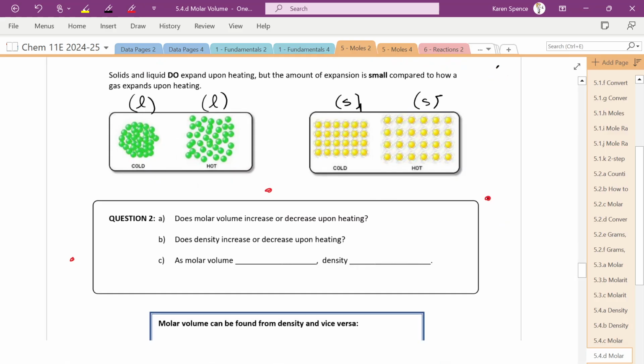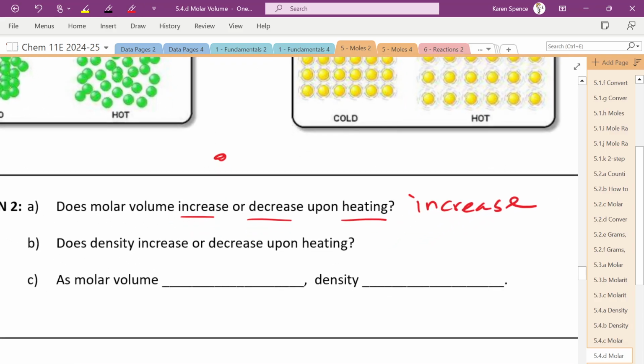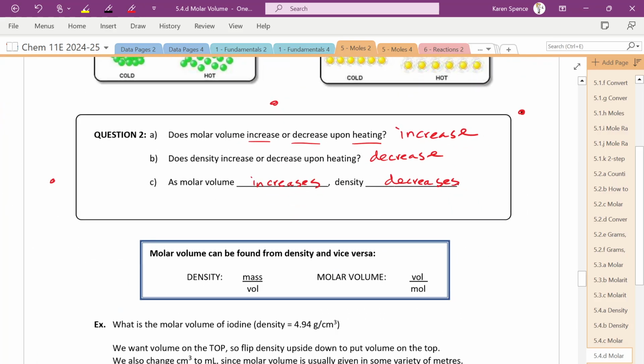All right. So does molar volume increase or decrease upon heating? Increases. Does density increase or decrease upon heating? Decreases. As molar volume increases, density decreases. Okay, good stuff.